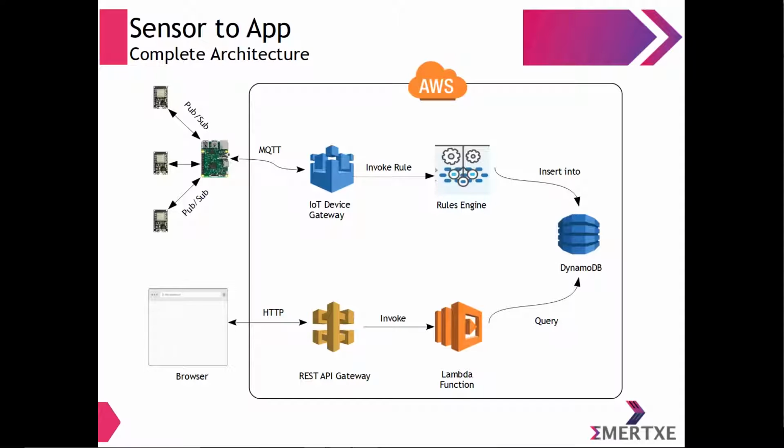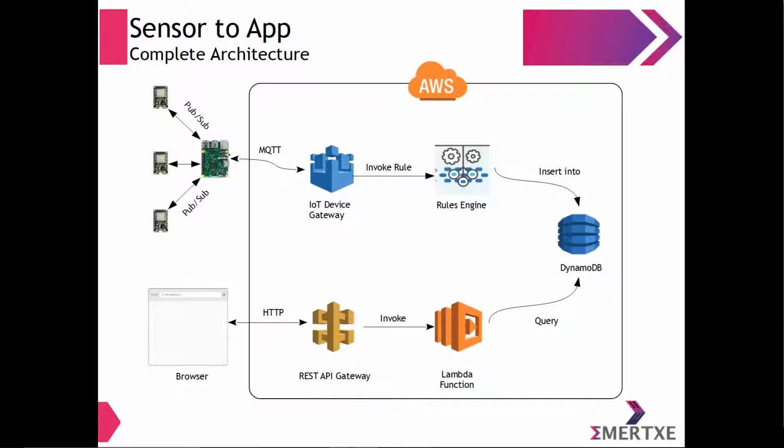I hope you got a complete view of how the sensor to app IoT application works. To start off with, we had a set of devices which send data to an IoT gateway, and this data will be ingested into the DynamoDB database. Further, a web browser will send an HTTP request to the REST API Gateway, which will invoke a Lambda function to fetch the data from the DynamoDB database. This information will get displayed inside the web browser. So let's move ahead with the implementation.